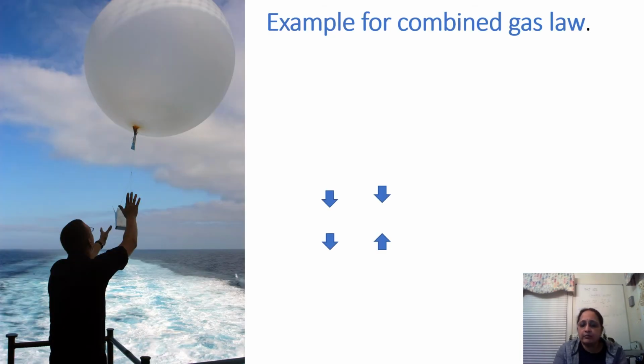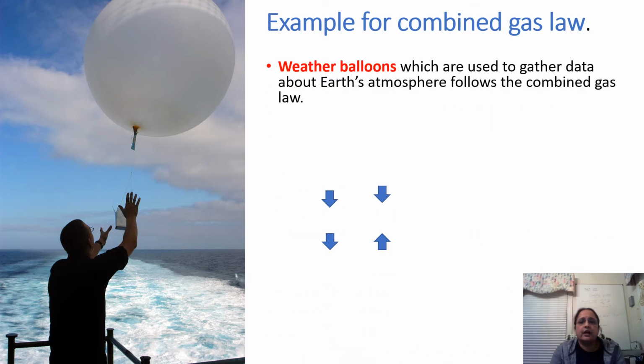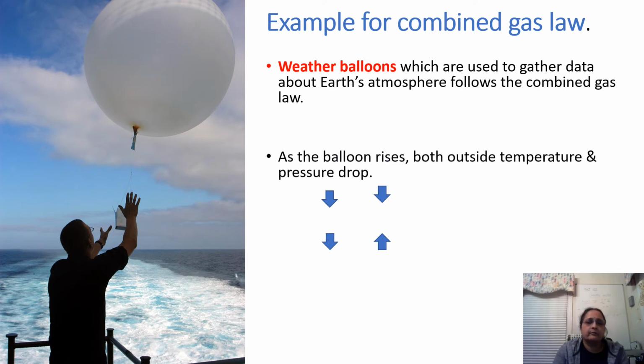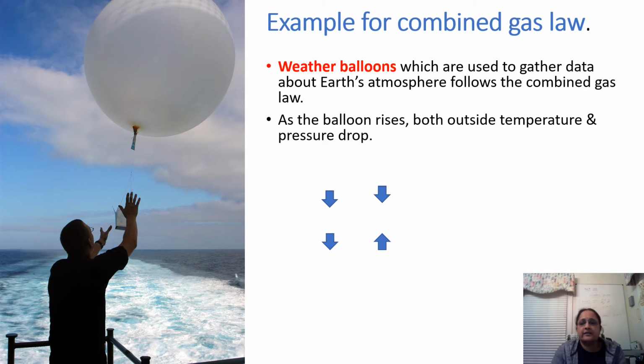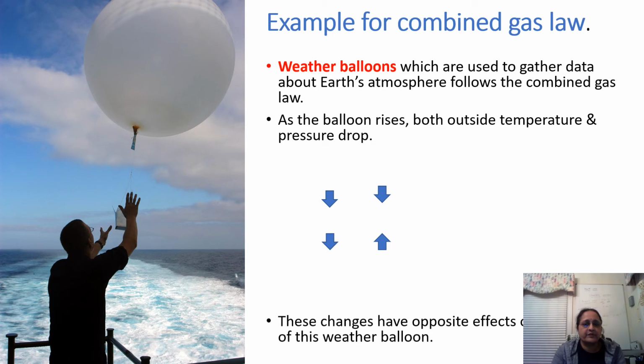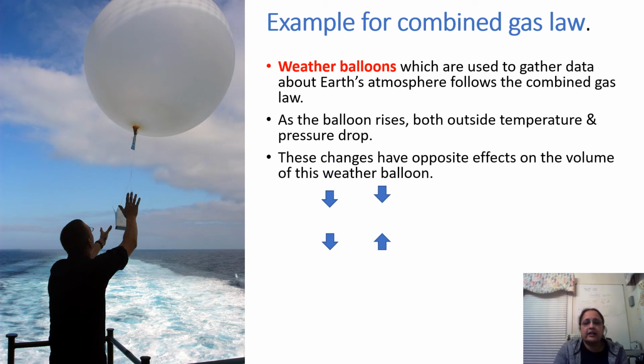The best example for the combined gas law in our daily life is the principles involved in weather balloons. We all know that weather balloons are used to gather data about Earth's atmosphere. This follows the combined gas law. As the balloon rises, both temperature and pressure outside drop. So these changes will have opposite effects on the volume of the balloon.